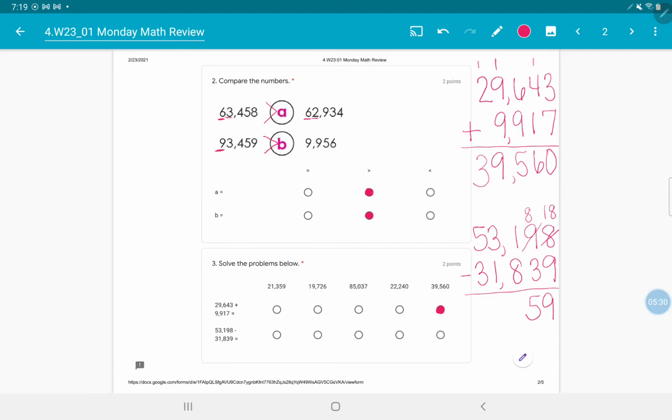And I have 1 minus 8. I can't do that, so I'm going to have to take one of my thousands. That leaves me with 2. And then I'll have 11 hundreds. 11 minus 8 is 3. 2 minus 1 is 1. And 5 minus 3 is 2. 21,359.